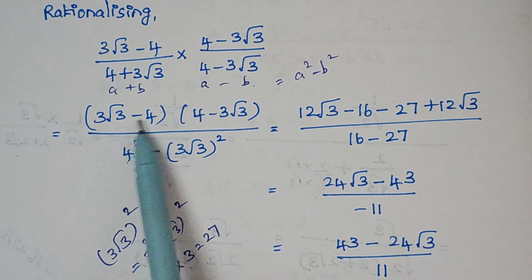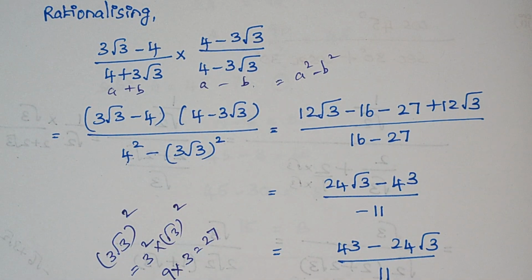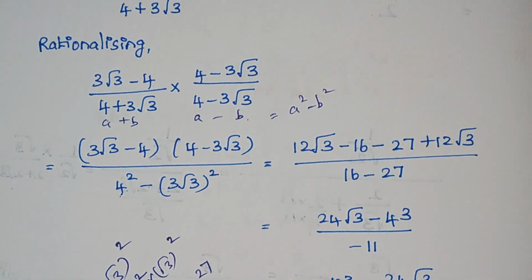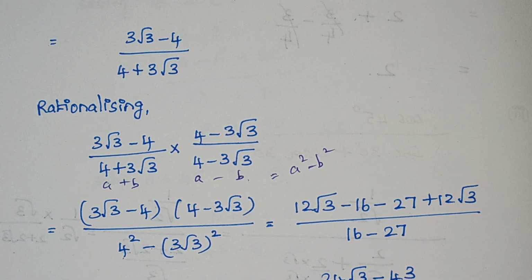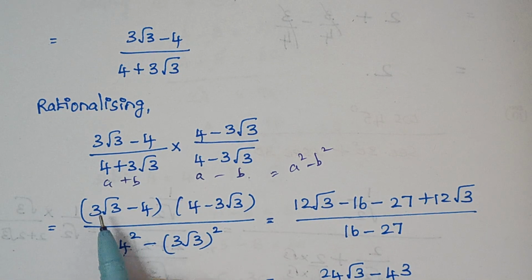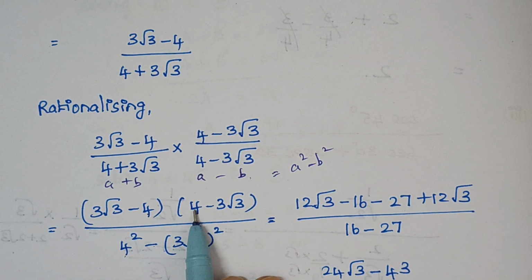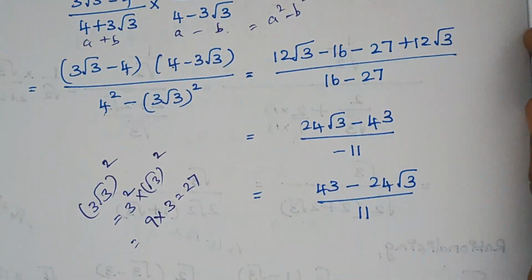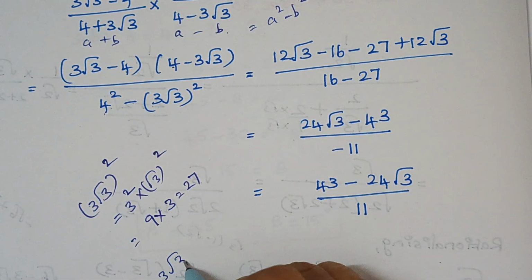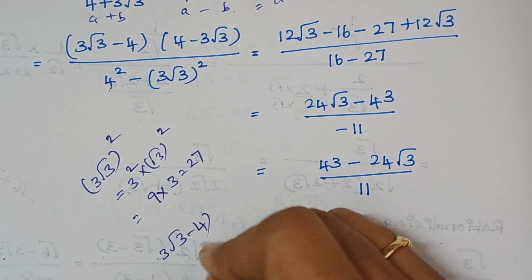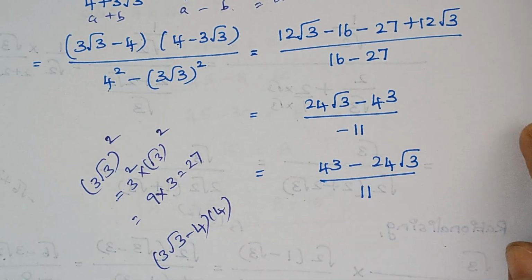So this numerator you have to multiply as usual. You see how to multiply? If you feel a little bit of discomfort in multiplying these two numbers together, multiply separately. That is, first multiply root 3 minus 4 by 4 alone. Just let me show you. You see, 3 root 3 minus 4 multiplied by 4 first.